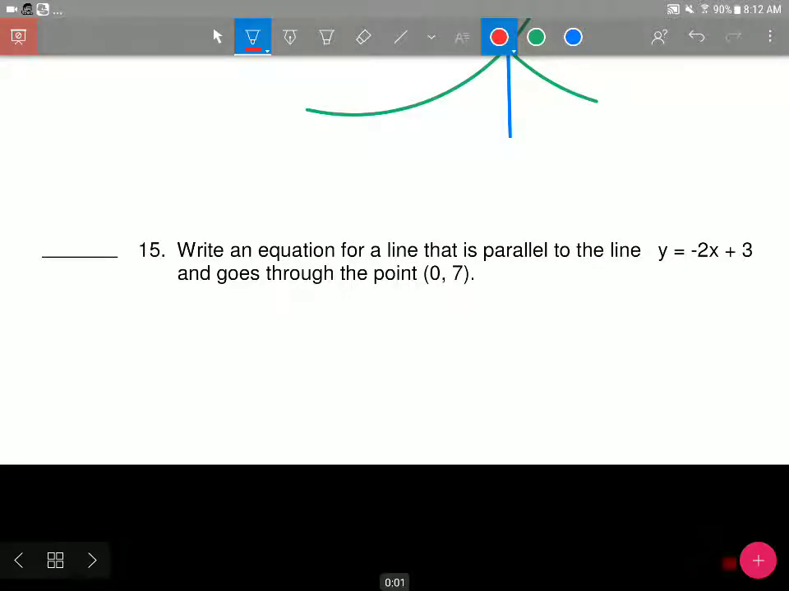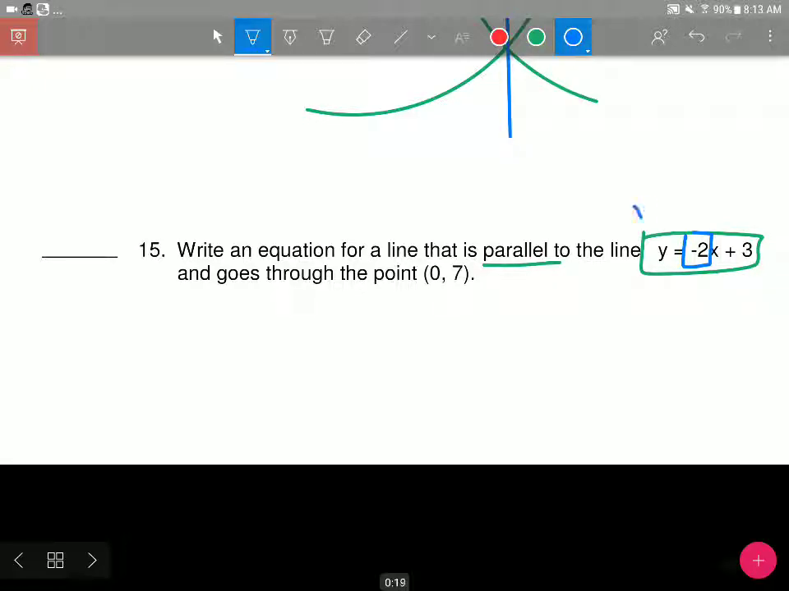All right, write an equation for a line that is parallel to the line y equals negative 2x plus 3, and goes to the point (0, 7). Okay, so they want a parallel line. That means the same slope. Well, my slope would be negative 2.